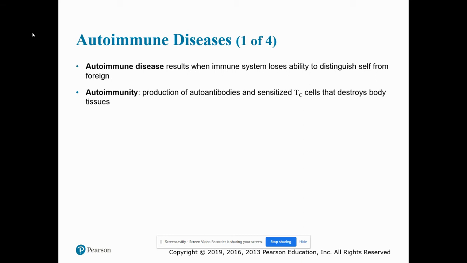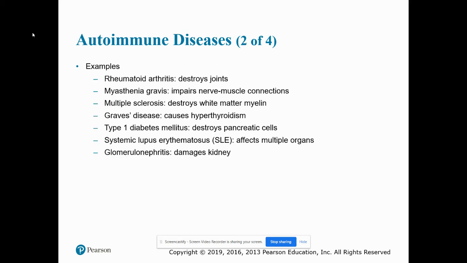Now we're going to talk about autoimmune disease. Autoimmune disease results when our immune system loses the ability to distinguish self cells from foreign substances. And autoimmunity is a production of autoantibodies and sensitized cytotoxic T cells that destroy body tissues.